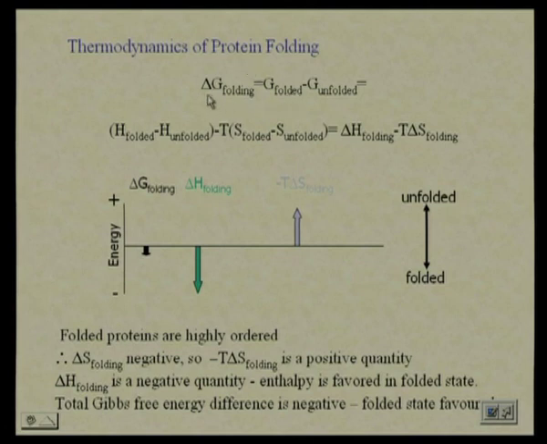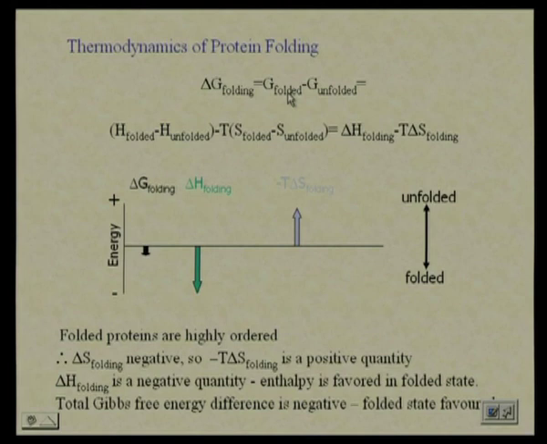Now, if we consider the delta G of folding, we have the initial part, which is an unfolded part, and a final part, which is the folded part. So, when we are considering the delta G, we go from an initial unfolded form to a final folded native structure. So, the delta G is G final, that is G folded, minus G initial, that is G unfolded.